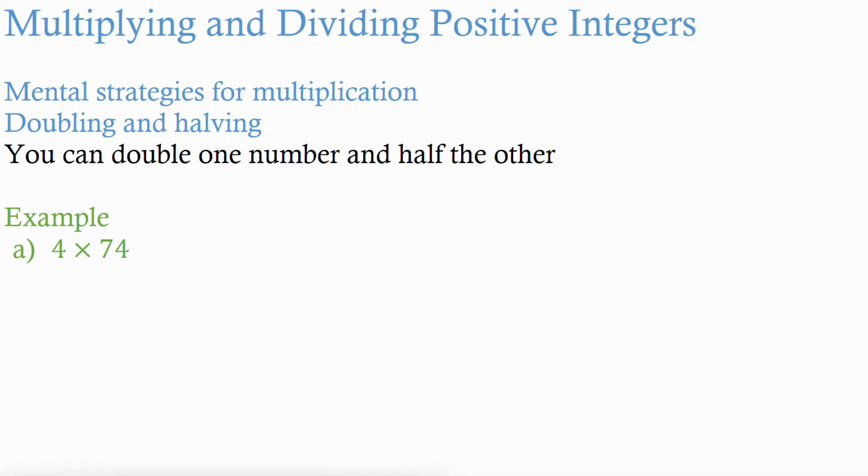In this video, we're looking at multiplying and dividing positive integers. These are just going to cover some mental strategies that we can use in terms of multiplying and dividing. The first one we're looking at is multiplication, more specifically doubling and halving. You can double one number and then halve the other if it makes it a little bit easier to do.